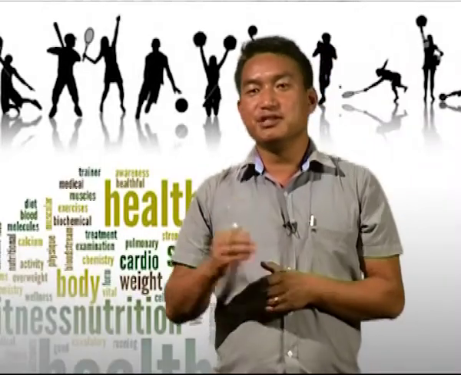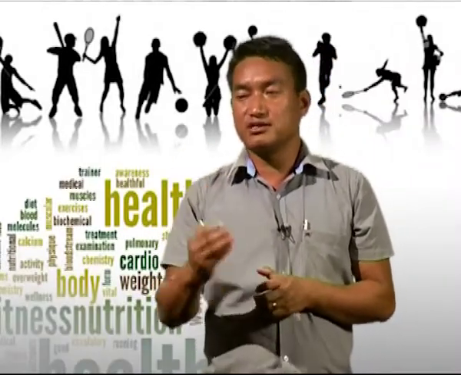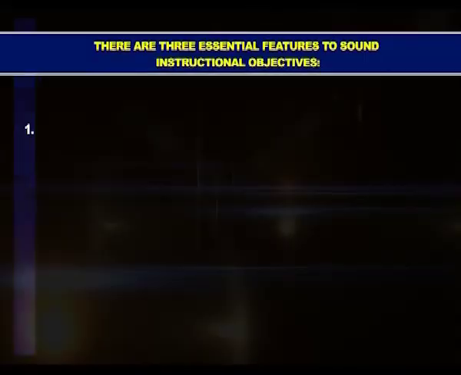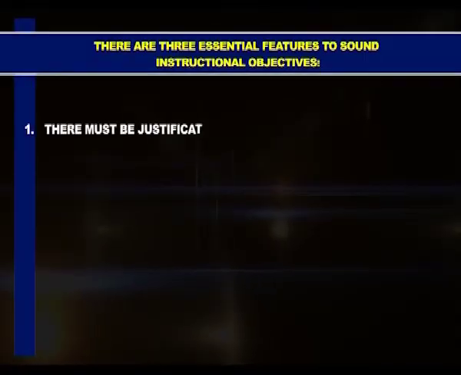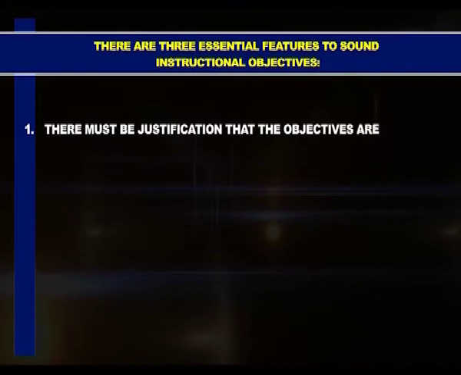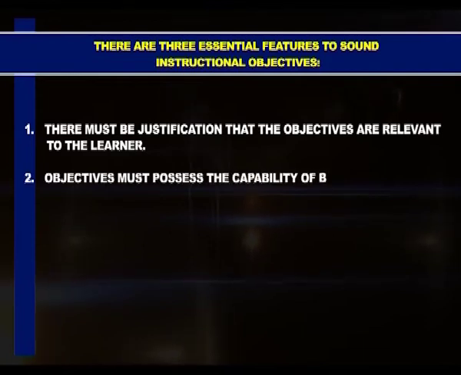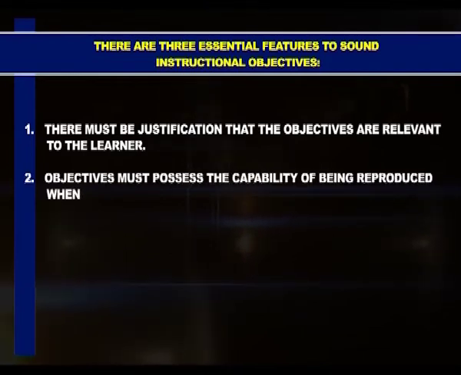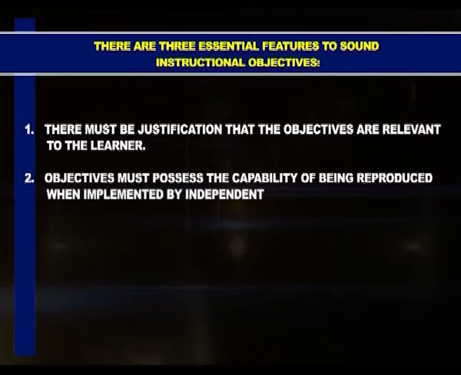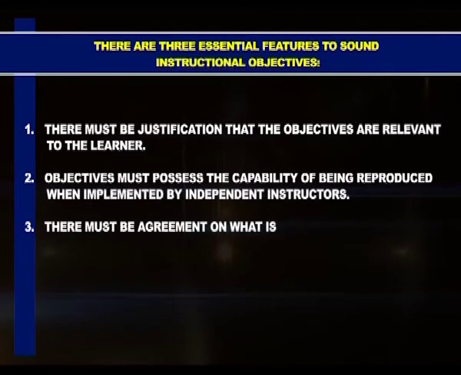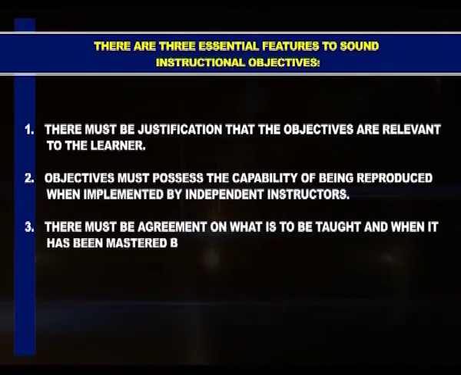There are three essential features to a sound instructional objective. Number 1, there must be justification that the objectives are relevant to the learner. Number 2, objectives must possess the capability of being reproduced when implemented by an independent instructor. Number 3, there must be agreement on what is to be taught and when it has been mastered by the student.